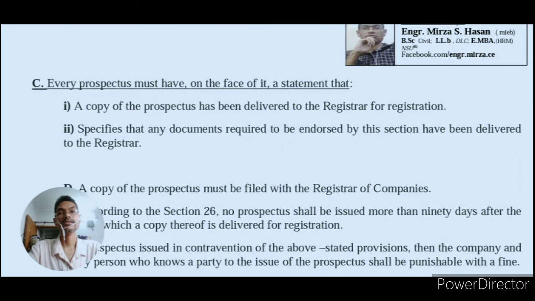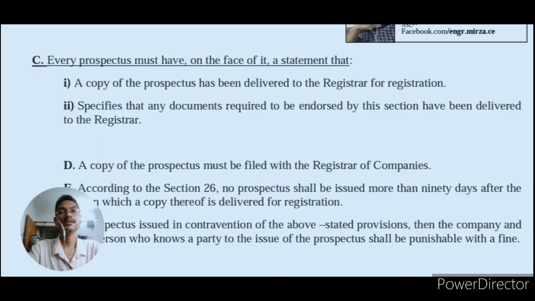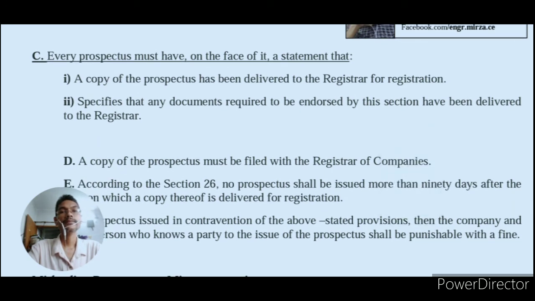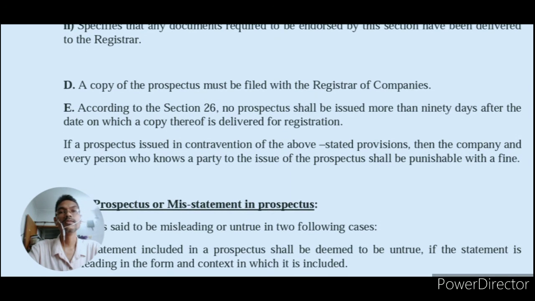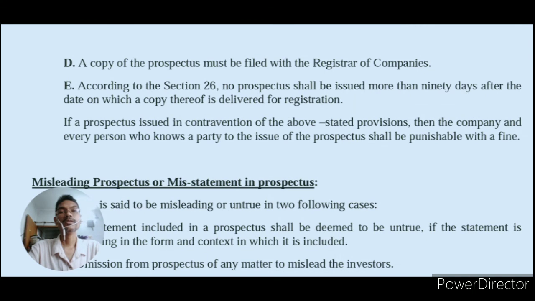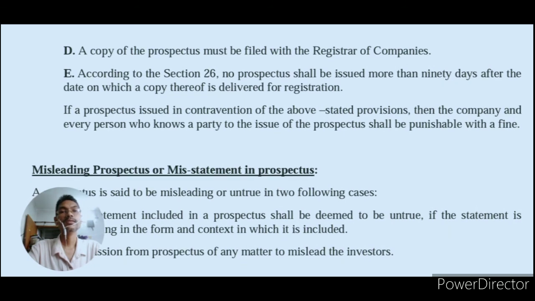3. Section 26 says every prospectus must state on its face that a copy of the prospectus has been delivered to the Registrar for registration, and specify any document required to be endorsed or attached by the section that has been delivered to the Registrar. A copy of a prospectus must be filed with the Registrar of Companies. According to Section 26, a prospectus shall not be issued more than 90 days after the date on which a copy thereof was delivered for registration.